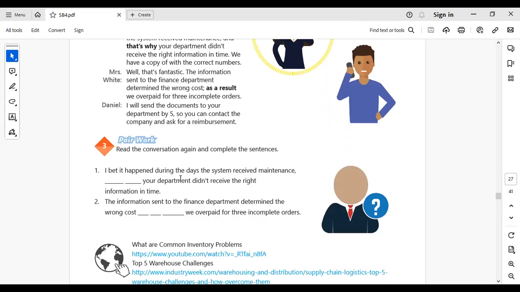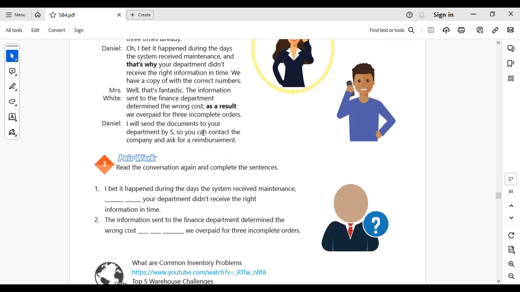All right, so we're done. Let's do the exercise: read the conversation and complete the sentence. I bet it happened during the day, the system received maintenance. What word do we need here? That's why. That's why your department didn't receive the right information in time. The information sent to the finance department determined the wrong cost. As a result, we overpay for 3 incomplete orders.